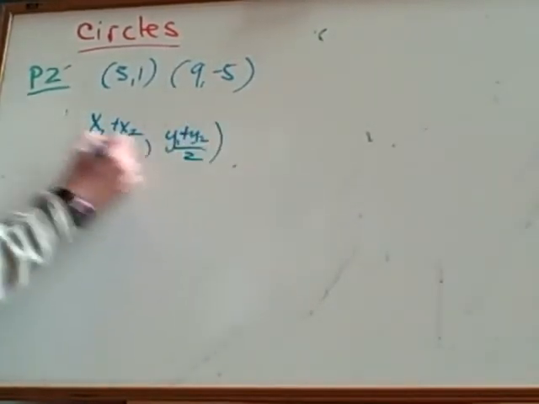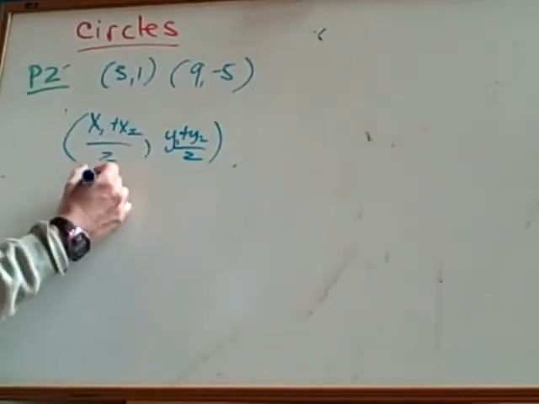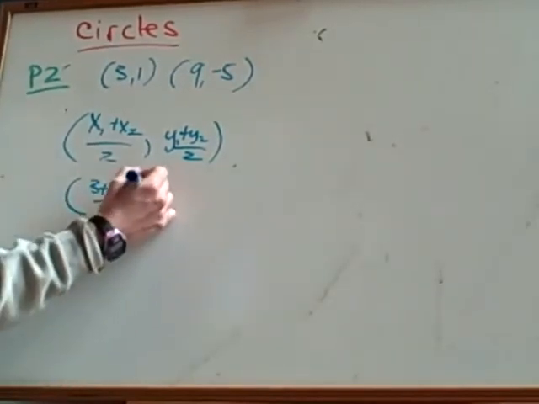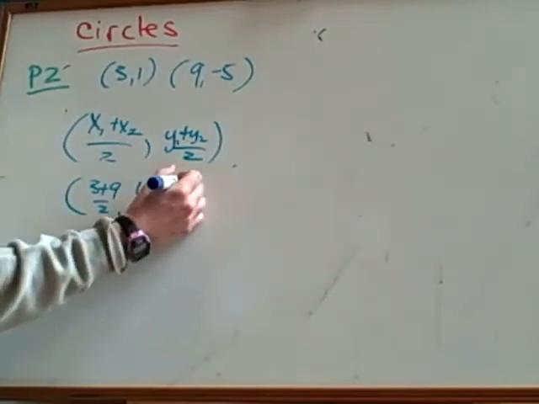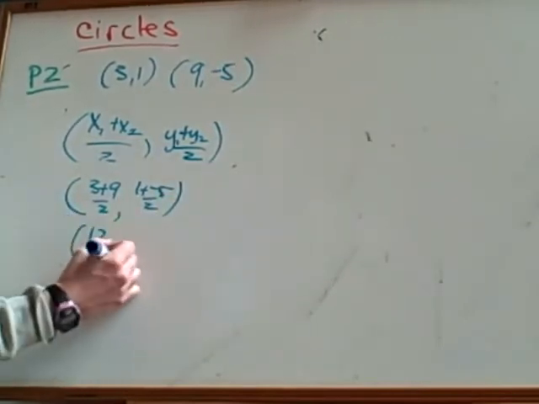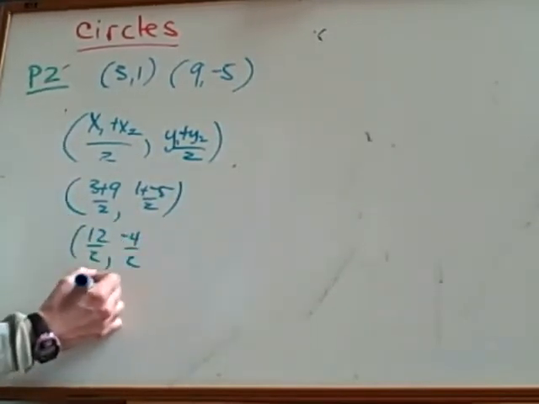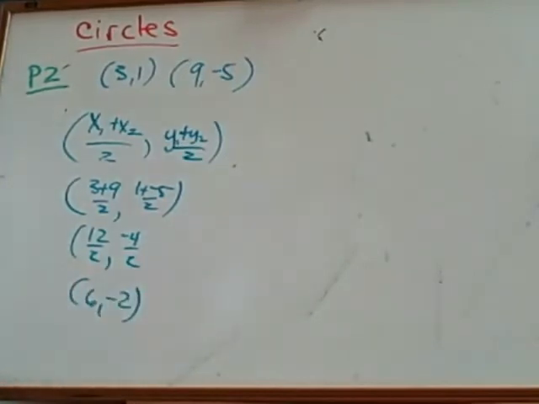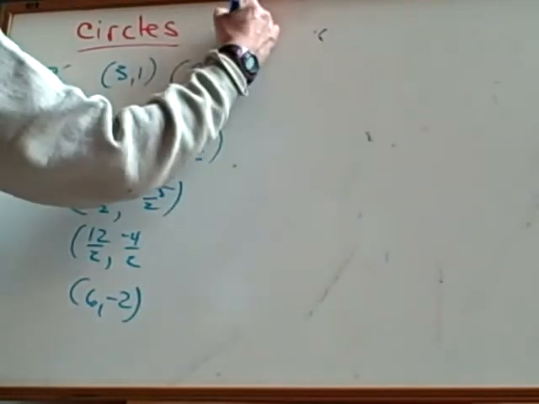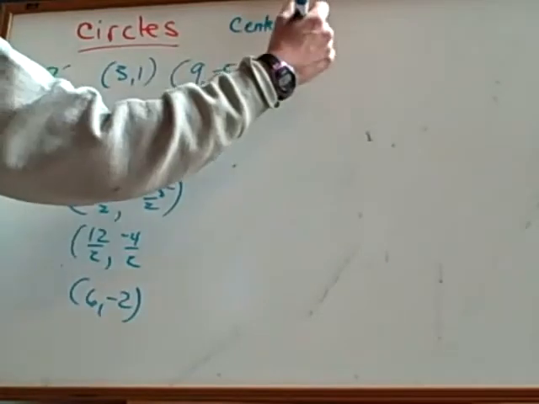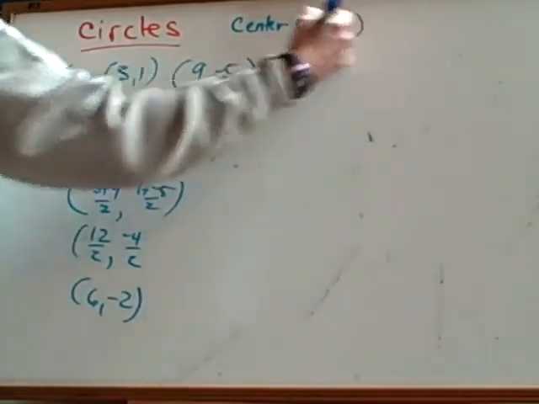So basically what we're doing is finding the average of the points here. We end up with 3 plus 9 over 2 and 1 plus negative 5 over 2. So I got 12 over 2, negative 4 over 2. I'm ending up with 6, negative 2 for my center. How about you? Yep. So my center is 6, negative 2.